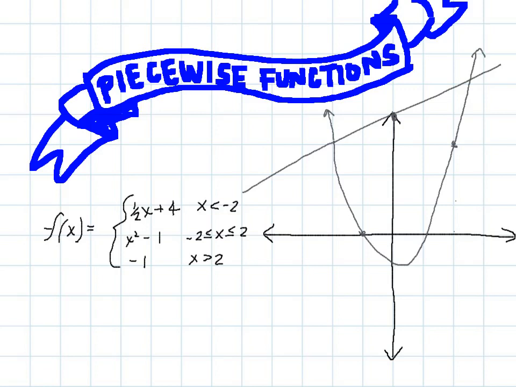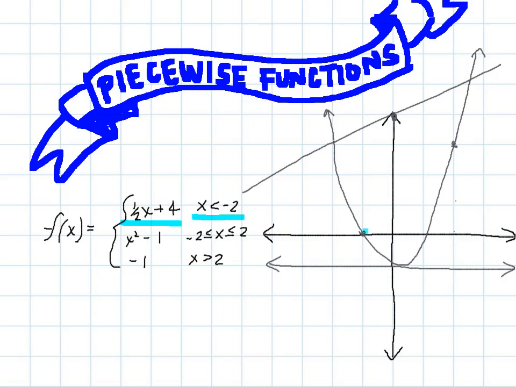Okay, and then -1, that's our constant function. That means that it's always at y equals -1. Okay, but we mentioned that this piecewise function is only defined for parts of the domain. So the first thing, the first equation was a line, and that's only defined for x values less than -2. So here is x equals -2.